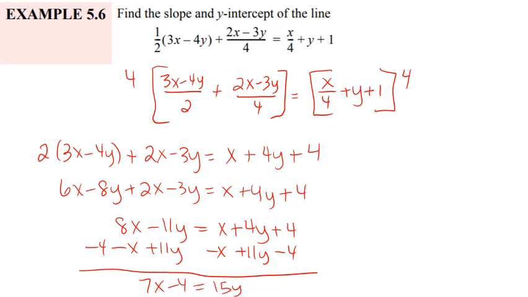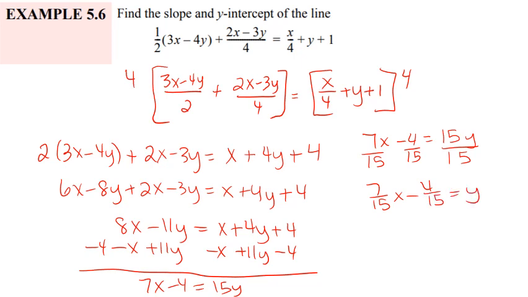So I'm running out of room. I'm going to go up here now. Just copy that over. And I'm going to divide everything by 15. And that will be 7 over 15x minus 4 over 15 equals y. So then the slope is 7 over 15, and the y-intercept is negative 4 over 15.